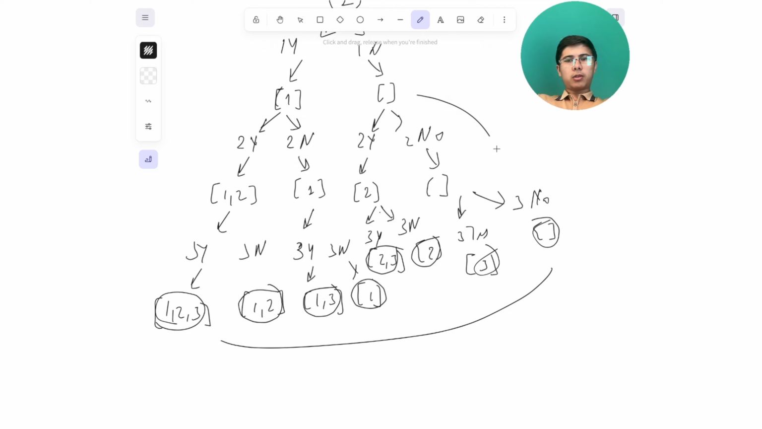Based on these operations, since every element has 2 choices, yes or no, the total number of possible subsets is 8. We can see the leaves are the elements. So based on 2 times 2 times 2 multiplication, in general, for any array with n elements, the total number of subsets is 2 to the power n, exponential time. Through this process, we temporarily store subsets in the path and collect them later. This process is called backtracking.